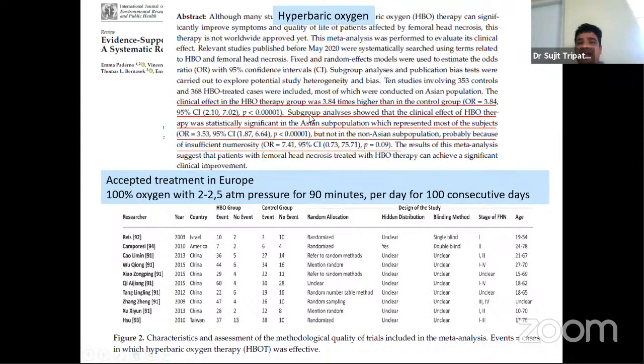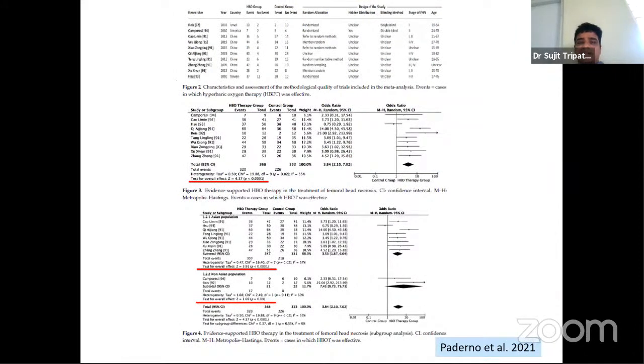But if you see the conclusion of this meta-analysis, they have noted that hyperbaric oxygen therapy had 4 times higher efficacy compared to the control group. However, on subgroup analysis, they found that the clinical effect is only seen in the Asian population and not in the non-Asian population. The reason is most of the patients, the sample size is more from China and Taiwan. So that's why this meta-analysis is totally skewed towards the Asian population. And this is what the meta-analysis concluded.